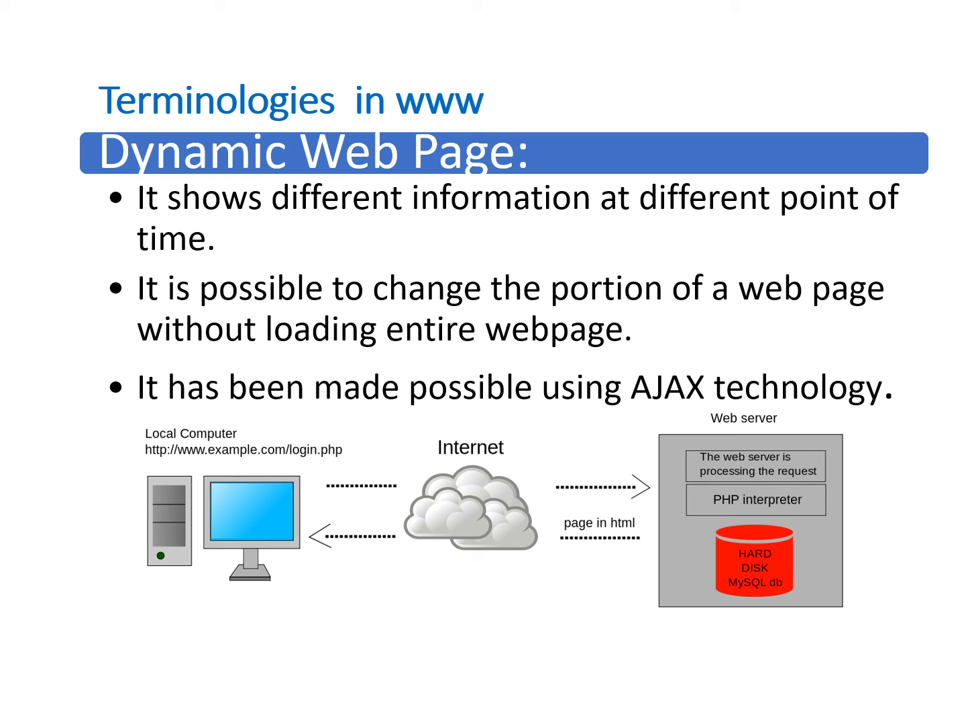Now we can see another type of web page, that is the dynamic web page. It shows different information at different points of time. Whatever is not static is termed as dynamic. So in the case of a static web page, the content remains constant. But in the case of a dynamic web page, with respect to time or geographical location or some other features, the content changes. It is possible to change a portion of a web page without loading the entire web page, and this is made possible using Ajax technology.